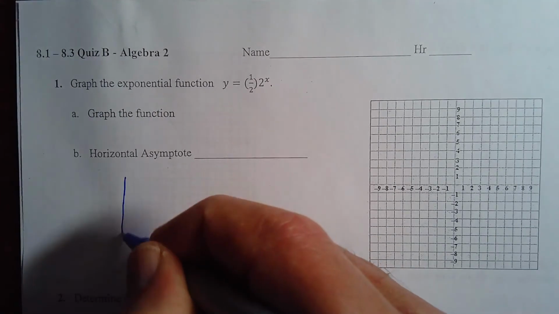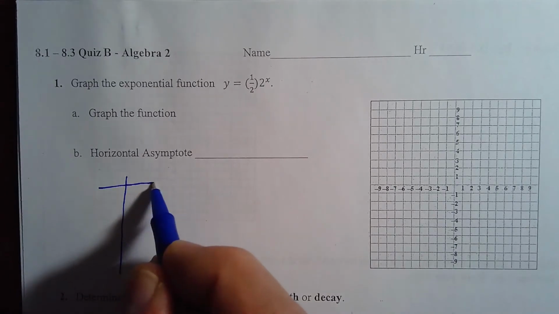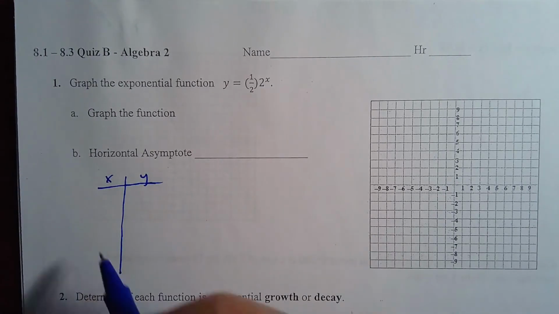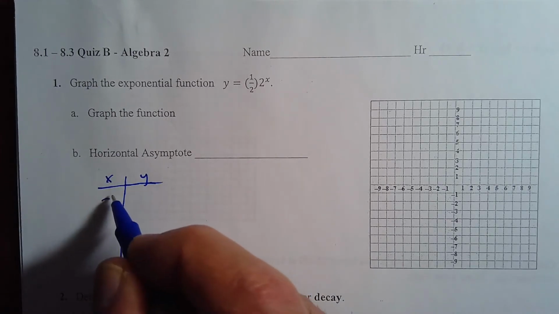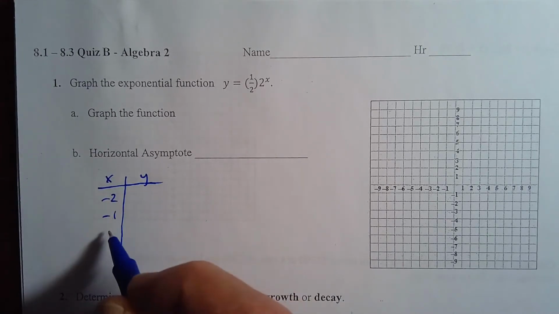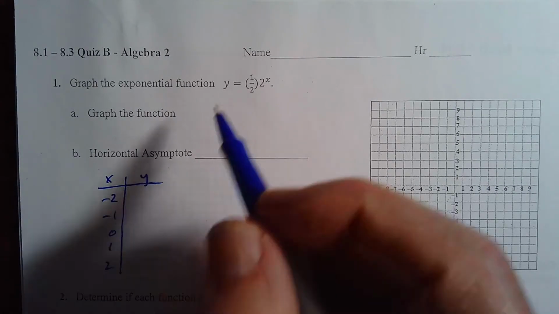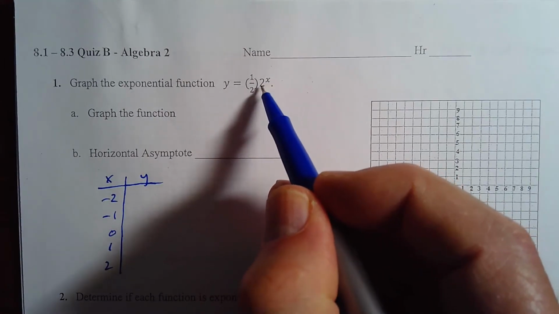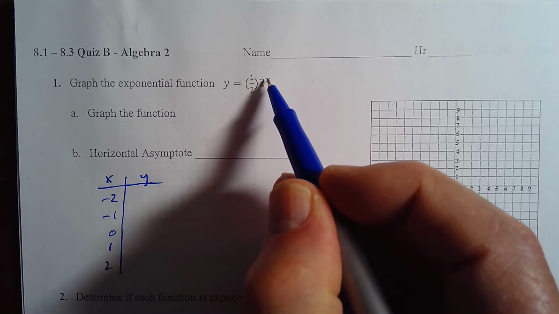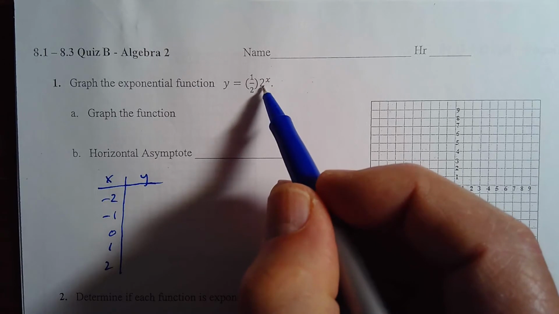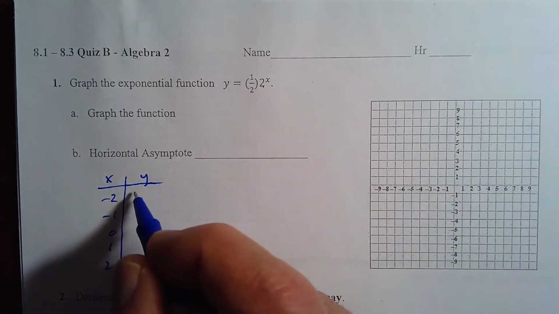So in this first one, I'm going to pretend like my graphing calculator doesn't work, although you certainly can use that to check here. And I'm going to pick some easy x's: -2, -1, 0, 1, and 2. If I put a -2 in for x, I get 2 to the -2. That's the same as 1 over 2 to the +2, so that's 1/4 times 1/2 gives 1/8.